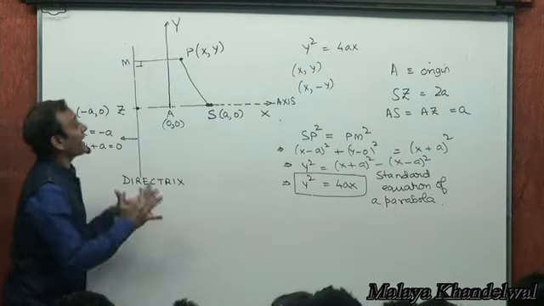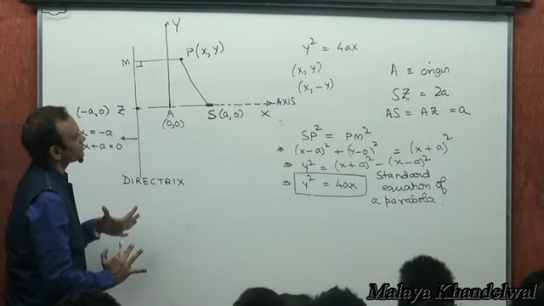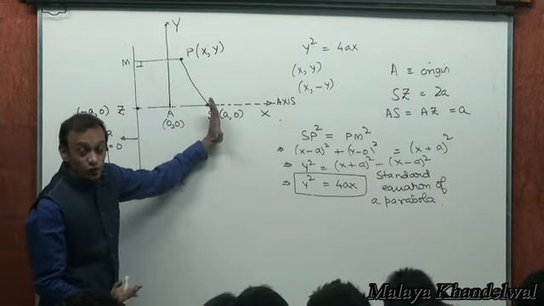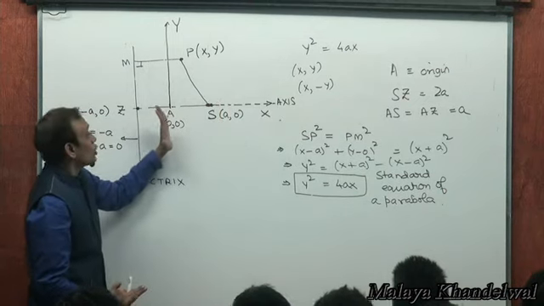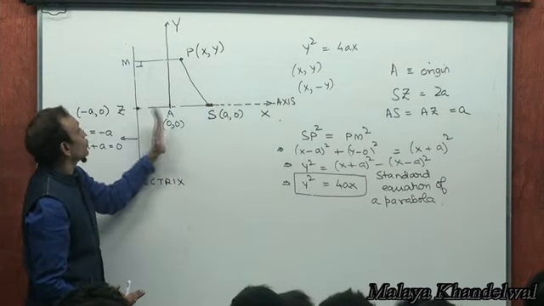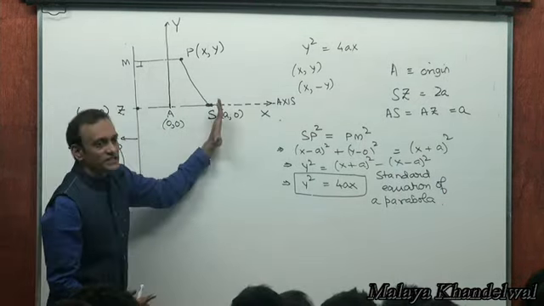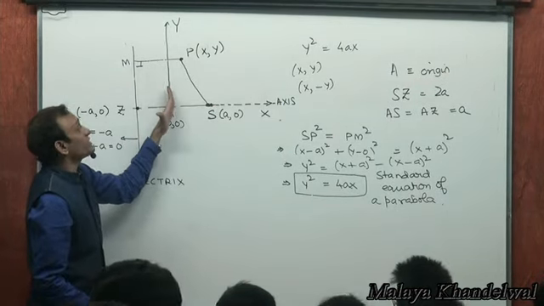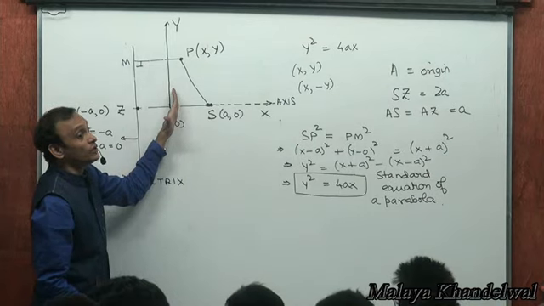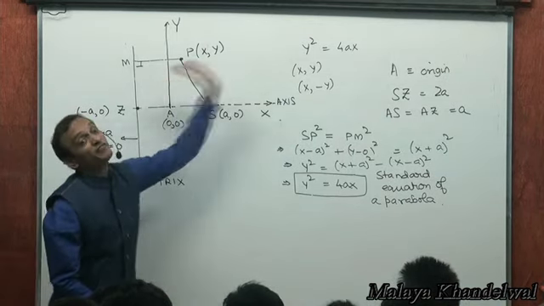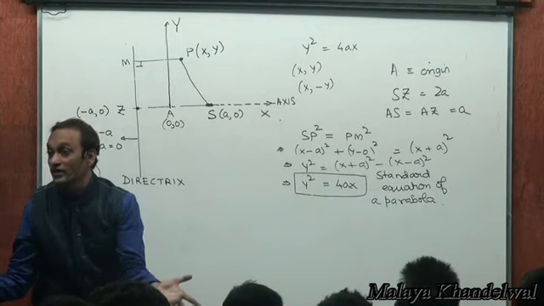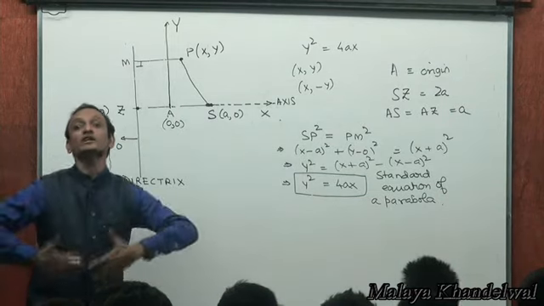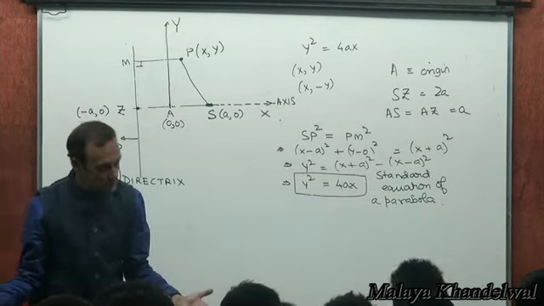Now the physicality is that the focus will always lie on the axis, and the vertex would always be halfway between the directrix and the focus. In this case, the conic section will exist only in that region from the vertex away from the directrix towards the focus. Away from the directrix towards the focus is where the graph will exist, right?